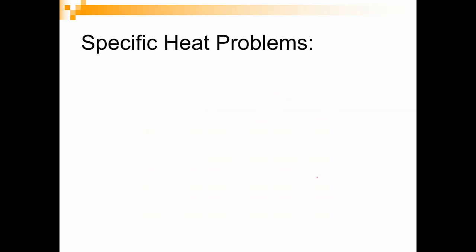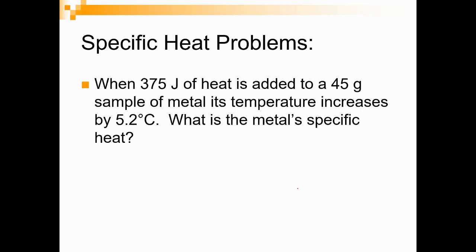Okay, so let's do a couple of practice problems just to see how specific heat works. So let's say you have 375 joules of heat and you add that to a 45-gram sample of some metal and its temperature increases by 5.2 degrees Celsius. What's the metal's specific heat? Okay, so how are we going to solve this problem? Well, I'm going to use the GUESS method.